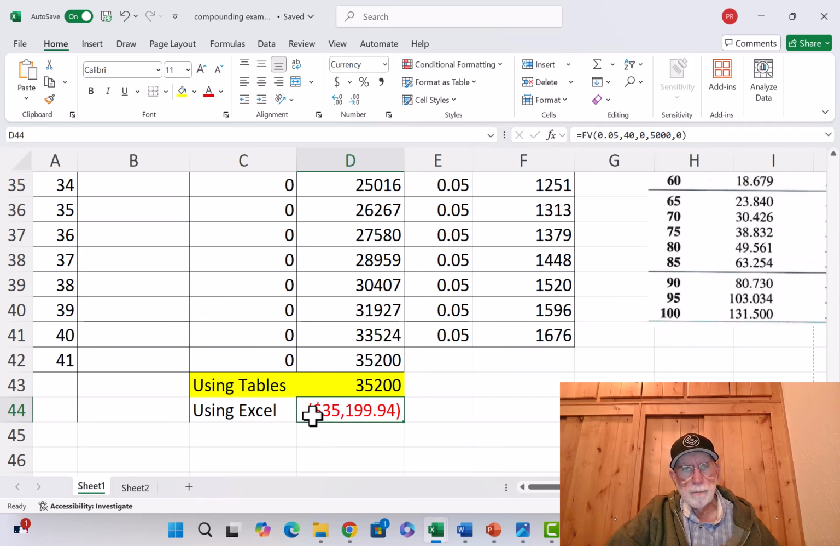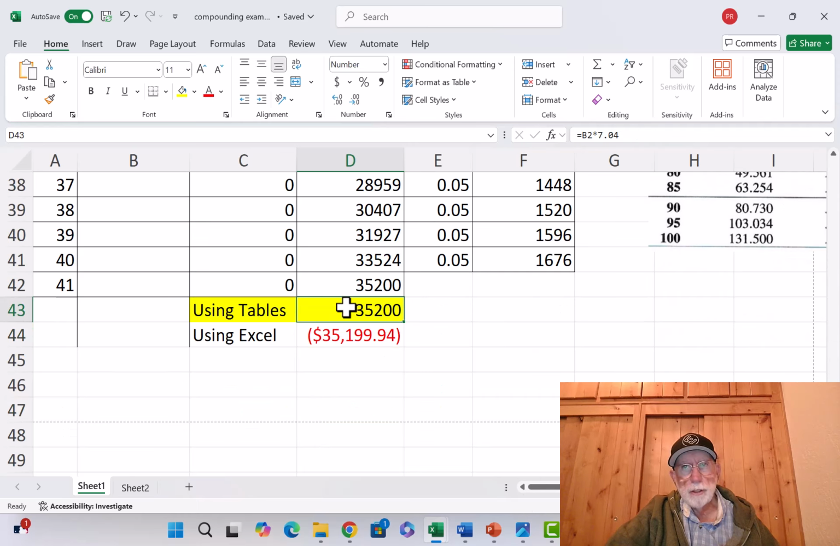Now, if we multiply the $5,000 times 7.04, we get $35,200. Now, if you look on your screen at the formula bar at the upper right, that cell, cell B2, has that formula, which is 5,000 times the factor 7.04, and that gives us 35,200.